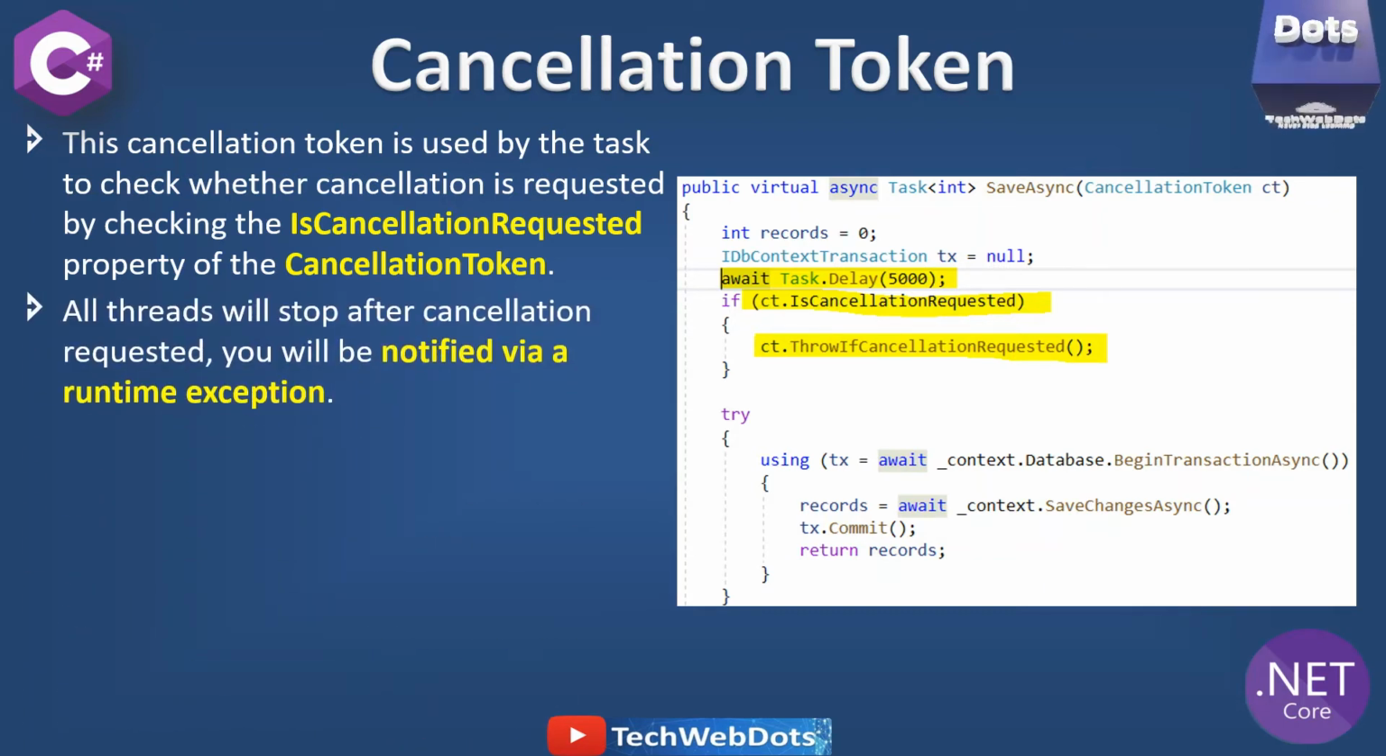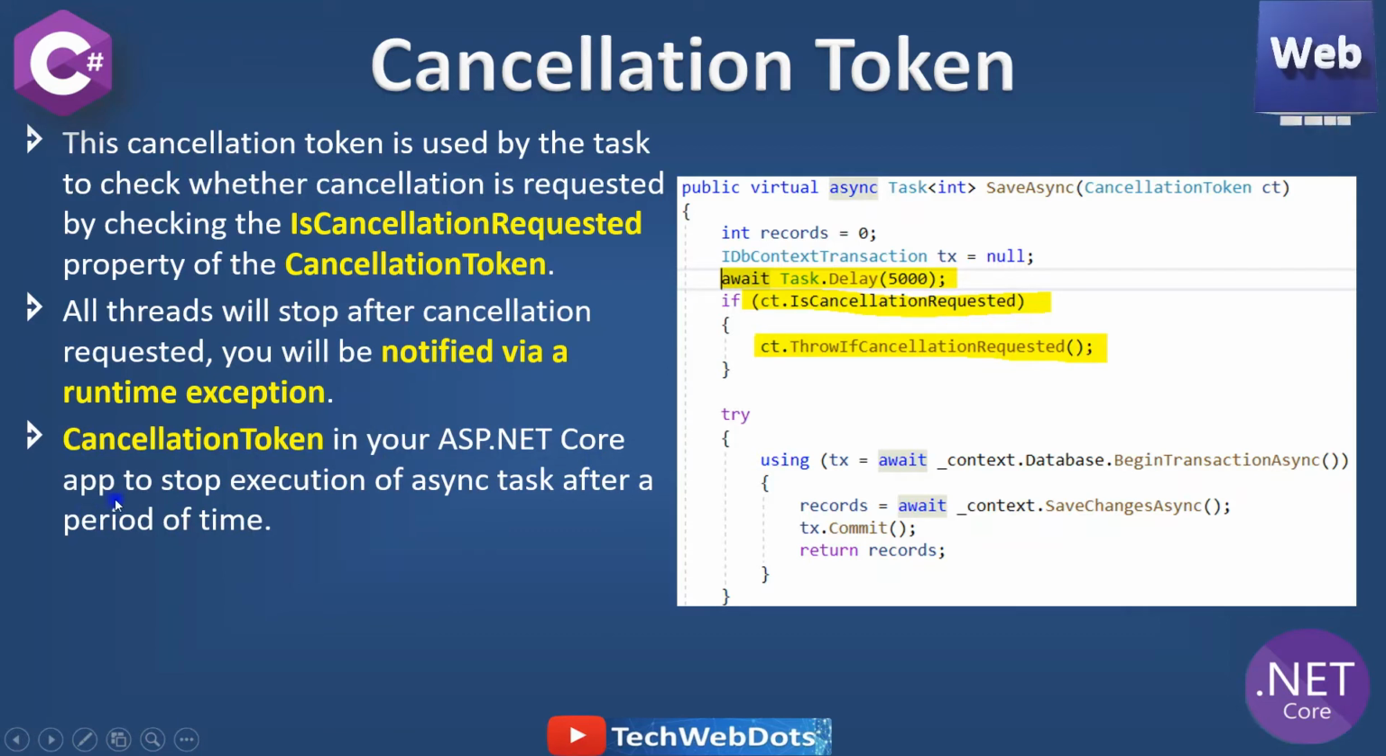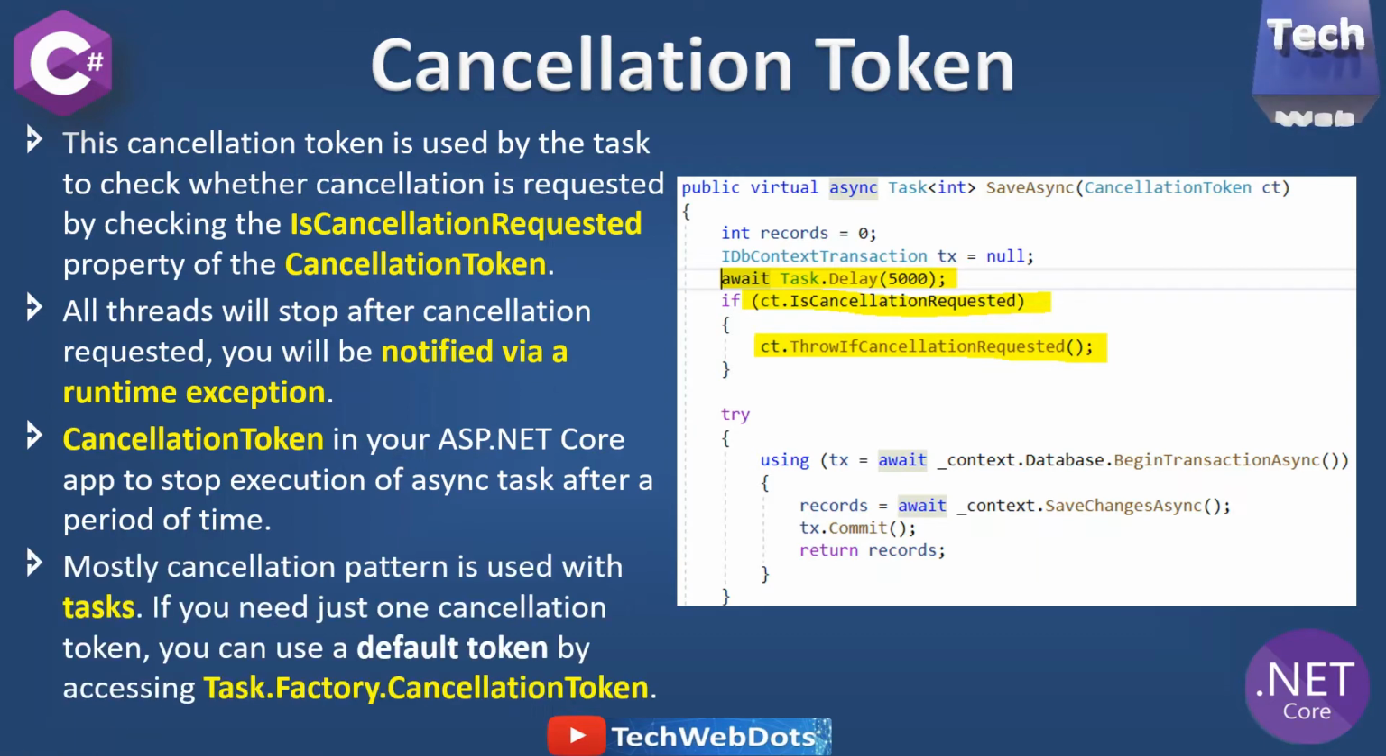Okay, another point is all threads will stop after cancellation is requested. You will be notified via a runtime exception, and when I say exception, it is the same operation cancelled exception. Okay, use cancellation token in your ASP.NET Core app to stop execution of all async tasks after a period of time. Mostly the cancellation pattern is used with task, and if you need just one cancellation token, you can use the default token by accessing Task.Factory.CancellationToken.